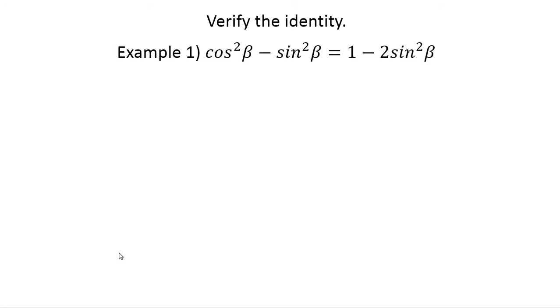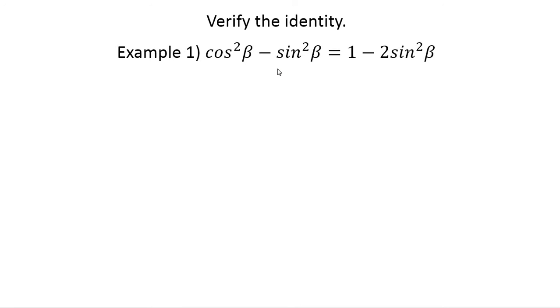So we're going to look at some examples together. For this very first one, notice we've got cosine squared beta minus sine squared beta equals 1 minus 2 sine squared beta. Now the variable doesn't matter that much. They're all the same, so that's important here. Now you could work with either side in this one. Neither one of these sides is particularly complicated, so you could work with either side.